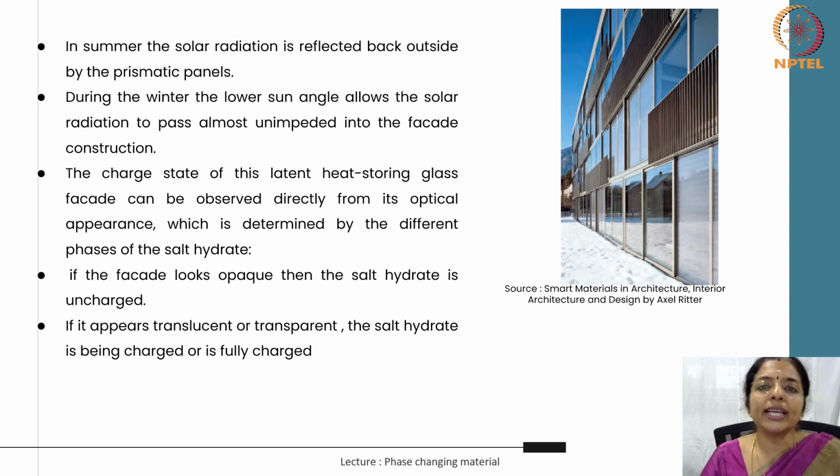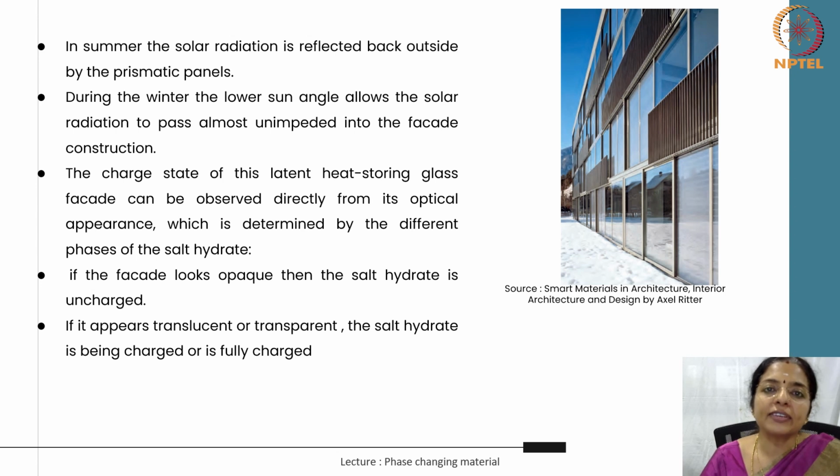So during the winter, the lower sun angle allows the solar radiation to pass almost unimpeded into the facade construction. Where it hits the PCM panel, this is converted into thermal radiation and stored by the melting of the salt hydrate, which is a PCM. If the room temperature falls below 26 centigrade, perhaps at night or on cloudy days, the salt hydrate crystallizes and releases its stored energy into the room.